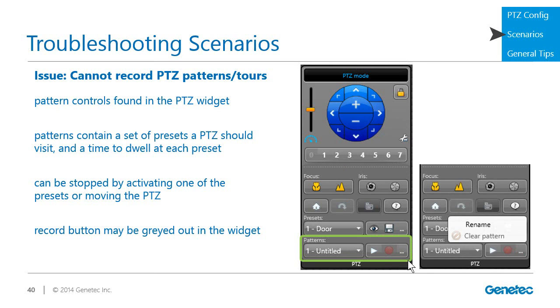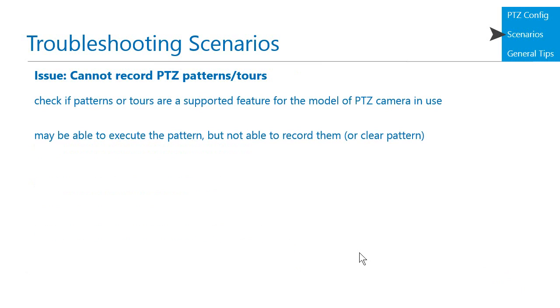In some cases, the record button is grayed out, and you may also see that the clear pattern button is grayed out as well. You can see that by clicking on the three dots here. Now the first thing to check is if the pattern recording functionality is available for that particular unit. It's possible that the unit may be able to run patterns, but will not be able to record them from the security desk interface.